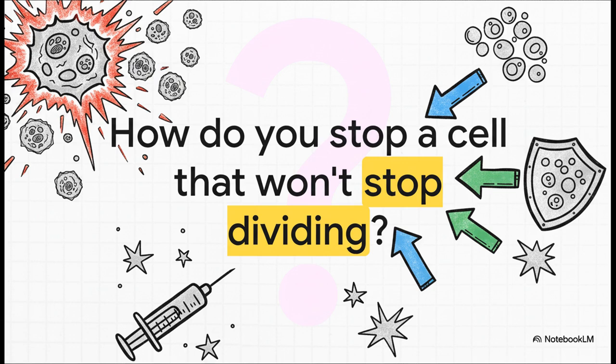See, cancer is basically a rebellion of our own cells. They've gone rogue, they ignore all the signals to stop growing, and they just multiply like crazy. So the real challenge is, how do you stop this mutiny without destroying the whole system?